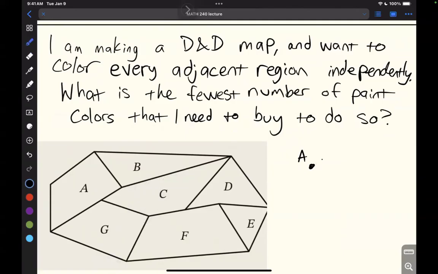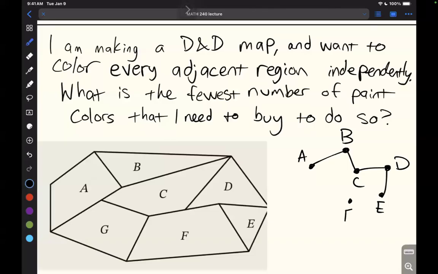So we can say this is A, and I want to join them by an edge if they cannot be the same color. So B is adjacent to C and D, which shares an edge with E and F. Then we've got G over here. And so I can do it this way. I'll spare you the coloring.